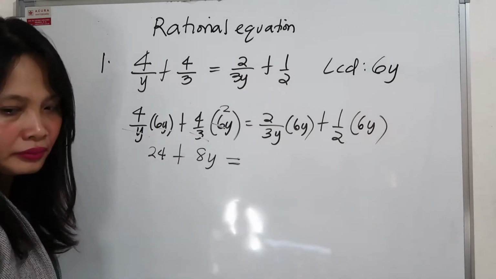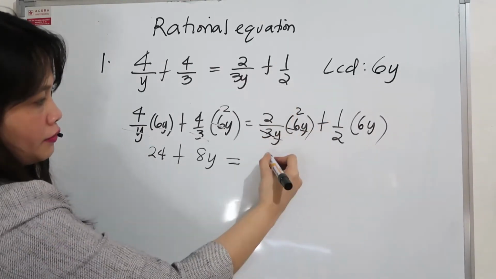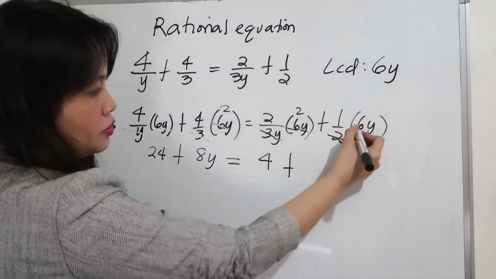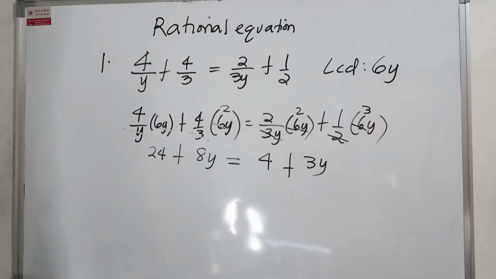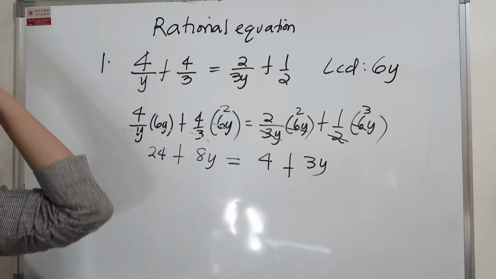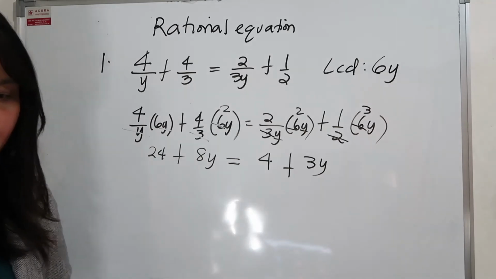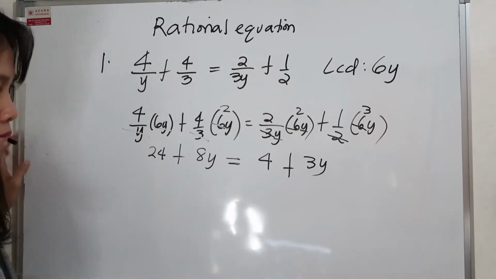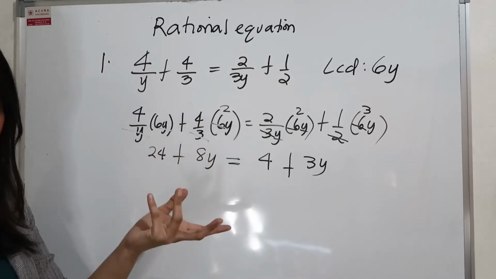So that will be, cancel y and y, cancel 3 and 6, so you have 4. Okay? Plus, cancel 2 and 6, so you have 3y. Okay? So how do we solve for y after we simplify everything? What's the next procedure in solving for y? We need to transfer 3y to the other side, and then 24 to the other side.